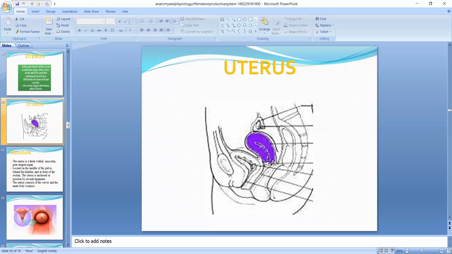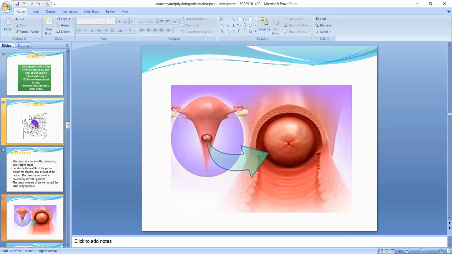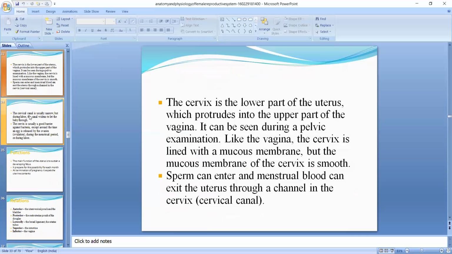We can see here in this picture the size and shape of the uterus. Its structure is a thick-walled muscular pear-shaped organ, situated in the middle of the pelvis, behind the bladder and in front of the rectum, and it consists of the cervix and the main body. We can see here the end point of the cervix, and the hole that is called the external os. The cervix is the lower part of the uterus, and it has its canal.